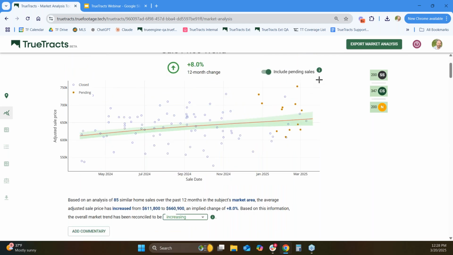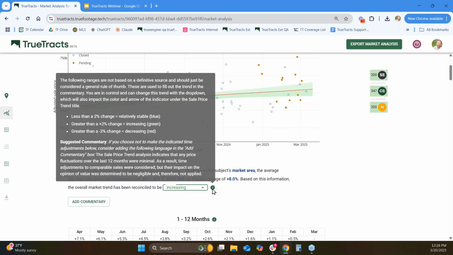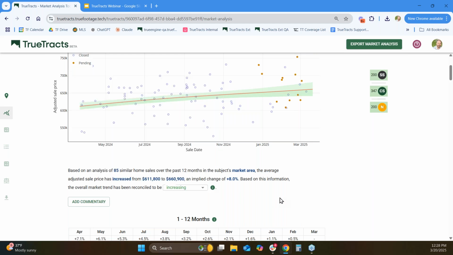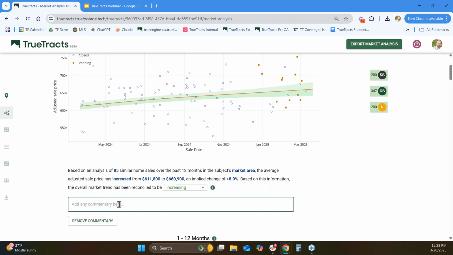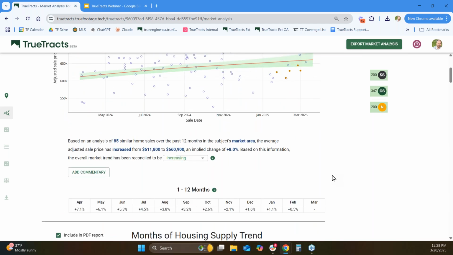I want to point out these eyes. These little eyes are throughout the tool. These are tooltips just to make it easier for you to understand what's going on. We have suggested commentary built in that you can copy and paste into your report. We have guidance. If you want to add additional commentary, you can simply do that and it will go out into the PDF.